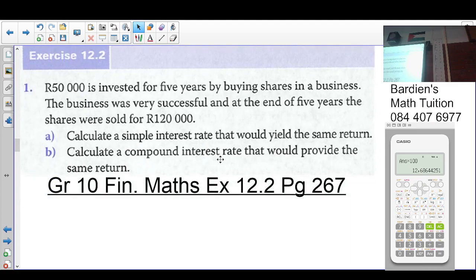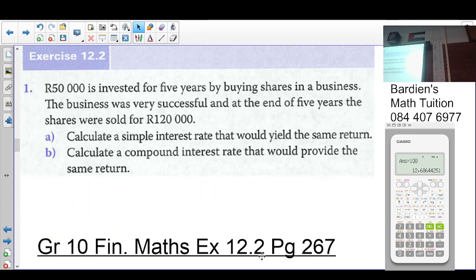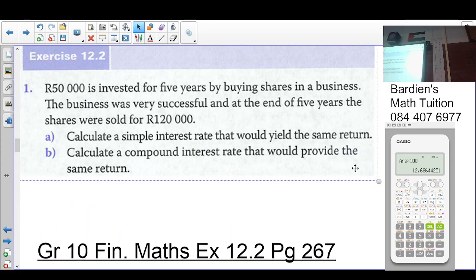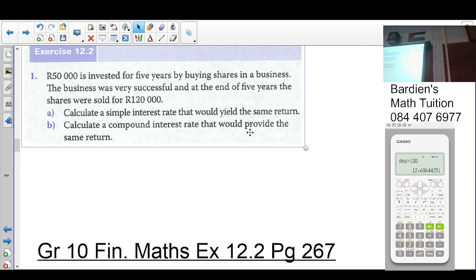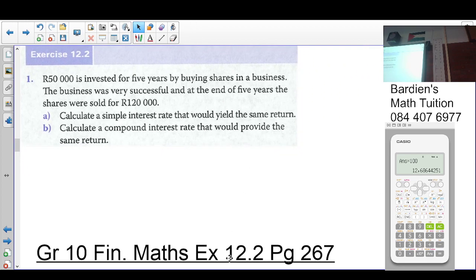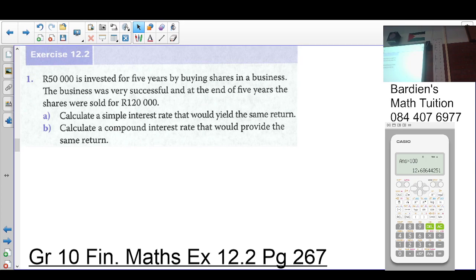People, let's look at exercise 12.2. At this point you have completed this exercise, and this was our work for today. We are told that 50,000 rand is invested for 5 years by buying shares in a business. The business was very successful, and at the end of the 5 years the shares were sold for 120,000 rand. Calculate the simple interest rate that will yield the same return.